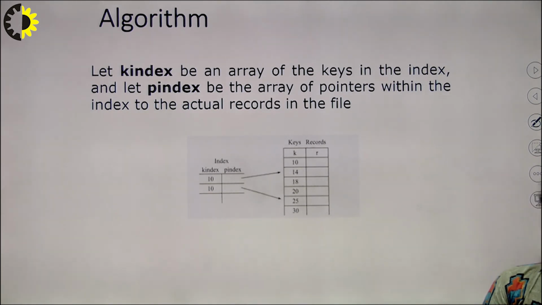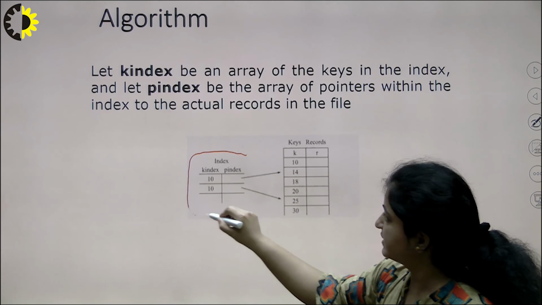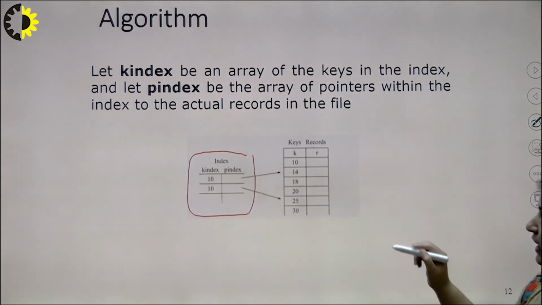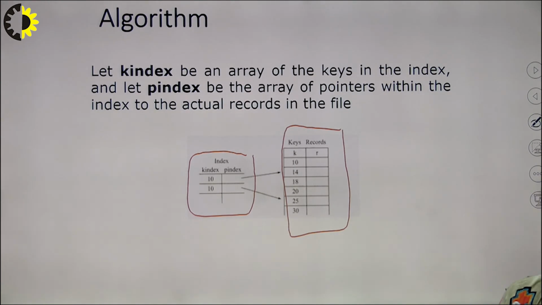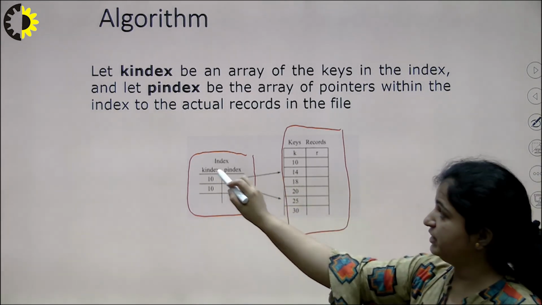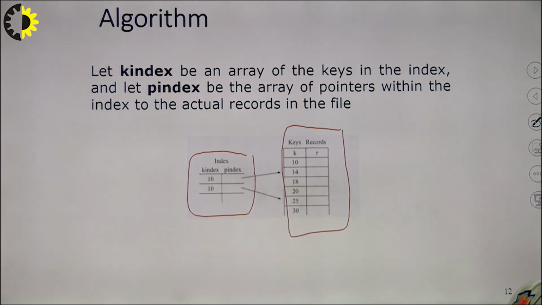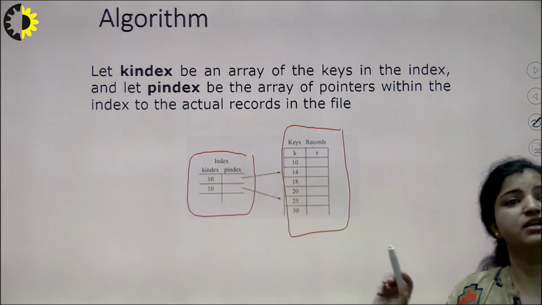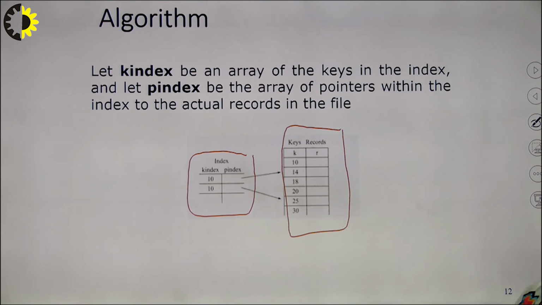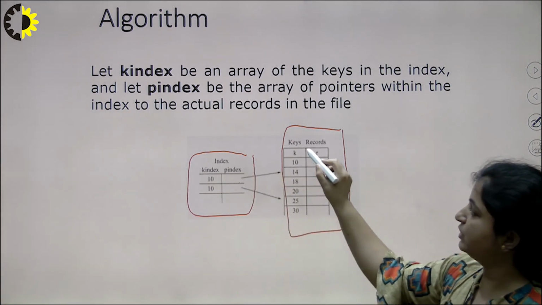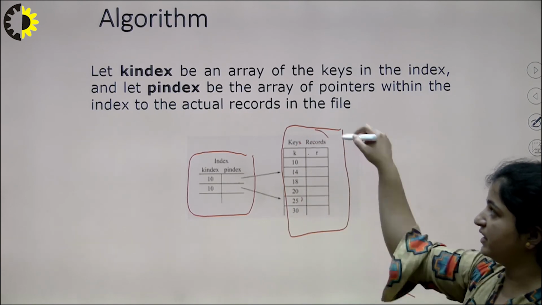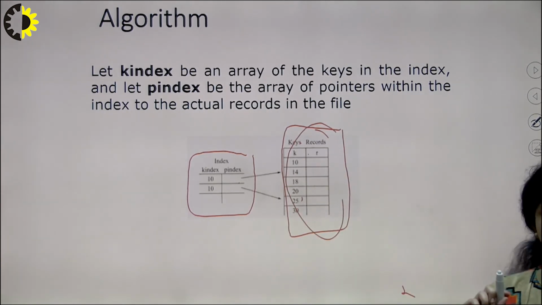Now in the algorithm, we have two tables here. One is the index table and the other table is the table of the entries. This index table has two fields. The first one is K index, which is the array of all the keys present in it, and then we have P index, which is a pointer to a particular key in our record.